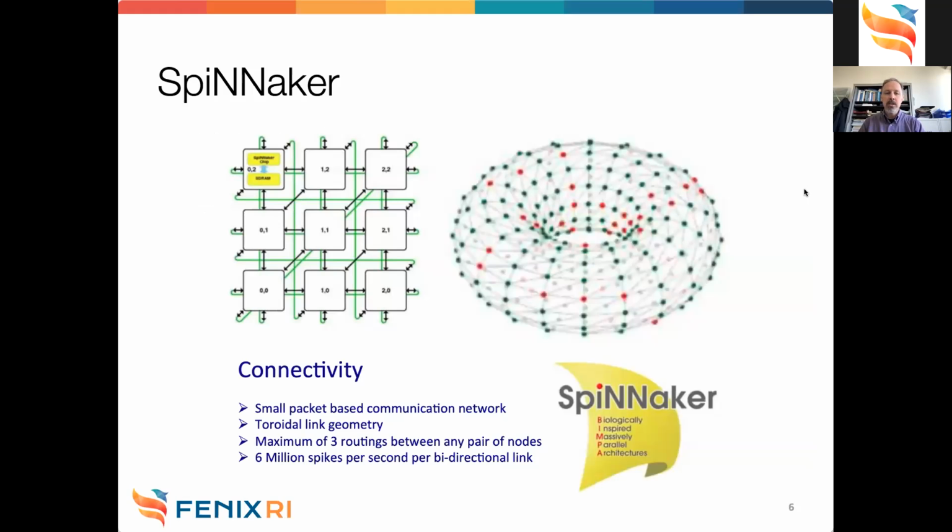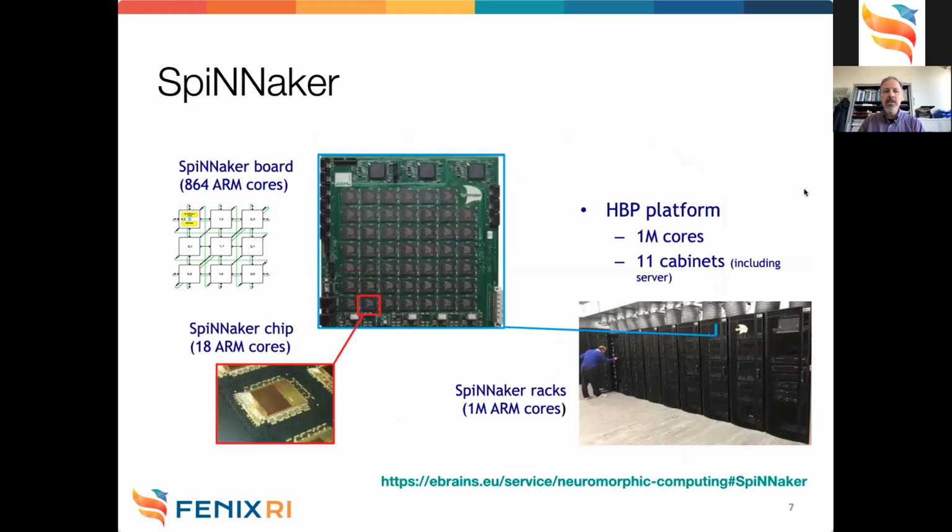Each chip has its own router, and it has this specific geometry, which means it's really adapted for having very many cores and passing information between them. Each of these chips, which has 18 cores, is then mounted on a board.